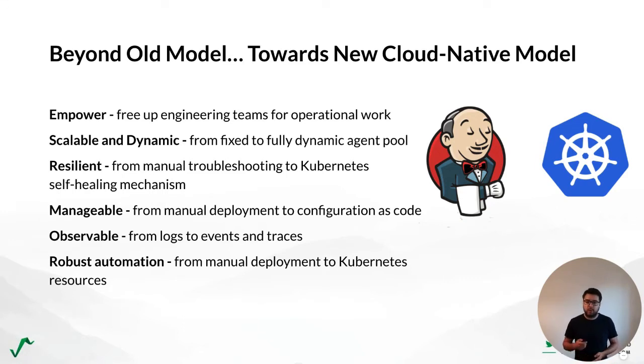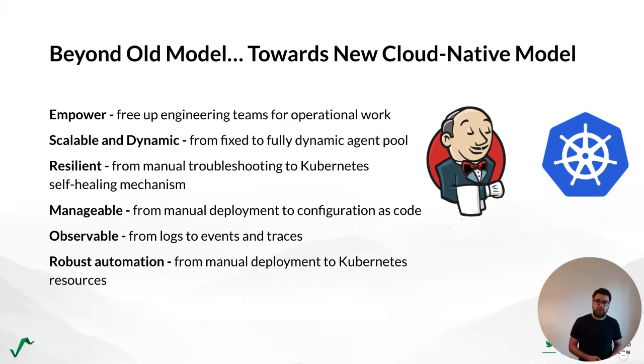Manageable, from manual deployment to configuration as code. We want to have one single source of truth when it comes to configuration. All changes needs to be driven by code, a version in Git. This basically helps to maintain predictable workflows, have a good discipline, and scale our teams to basically manage more Jenkins instances or any other services as part of our infrastructure.